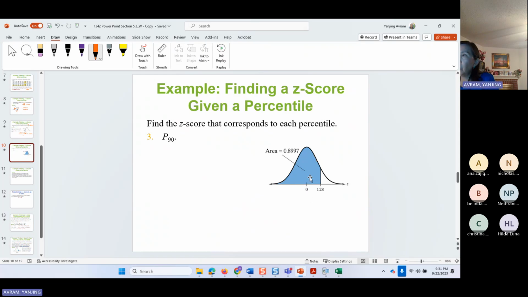All right, how do you find a 90th percentile? Well, 90th percentile means the area to the left is 90%. Okay, area to the left is 0.9. You can add three more zeros, that's fine. So that's the 90th percentile. But if you go to read a table, it doesn't have a 0.900. The closest number here is 0.8997.